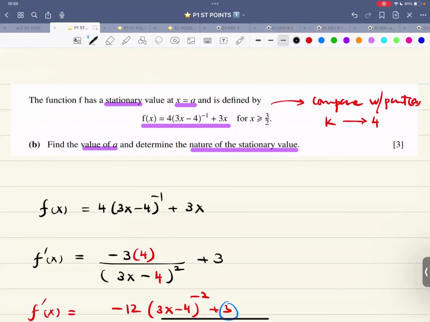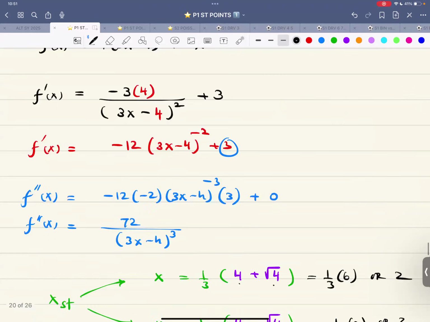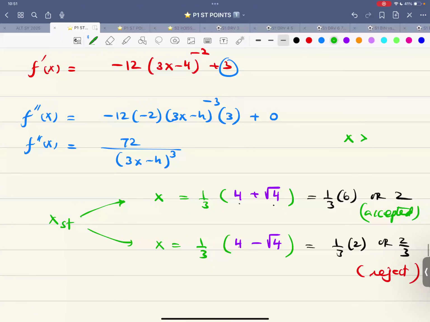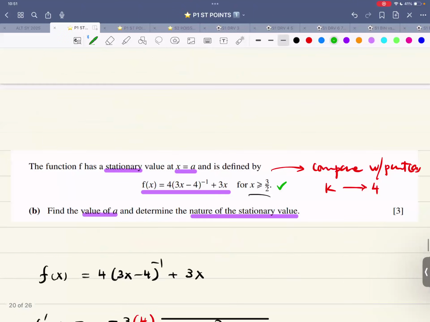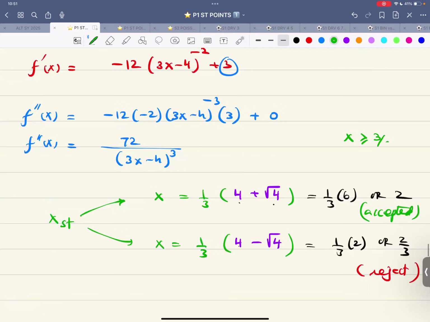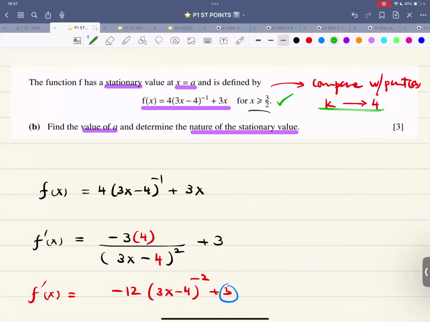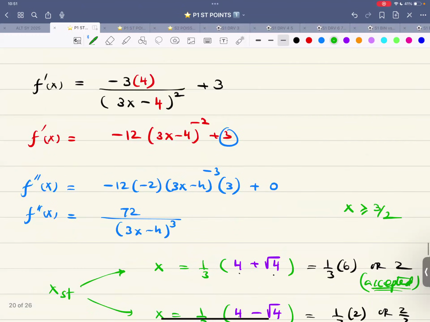So f has a stationary value, x is greater than or equal to 3 over 2. So therefore, reject this one. This is rejected, and this one is accepted. Why? Because the range of this function is greater than or equal to 3 over 2. So that is why this decision was made. All good, all clear. The main thing is understanding that k is replaced by 4. Otherwise, you have to do a lot of working and determine the nature.